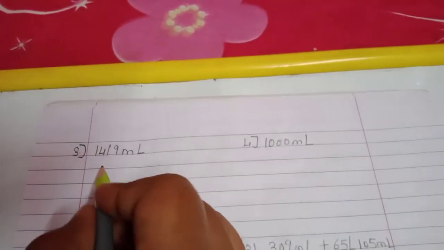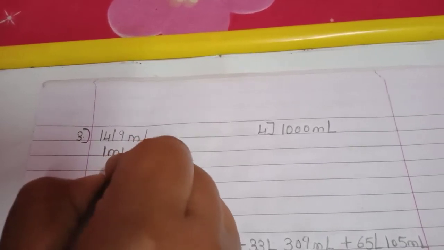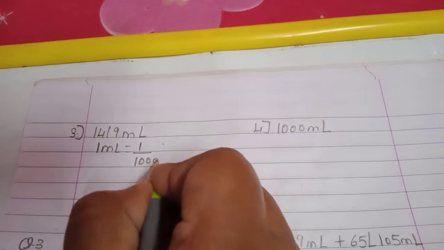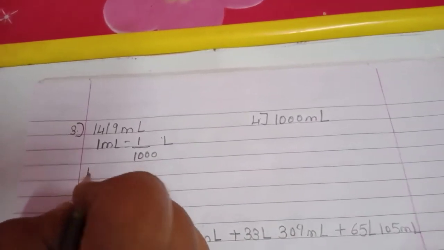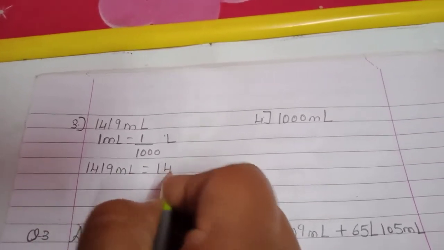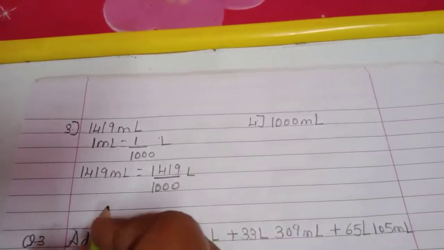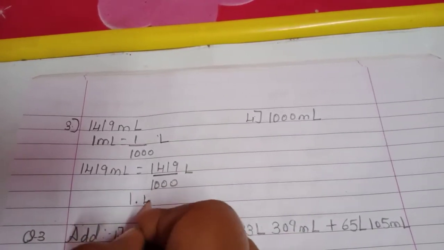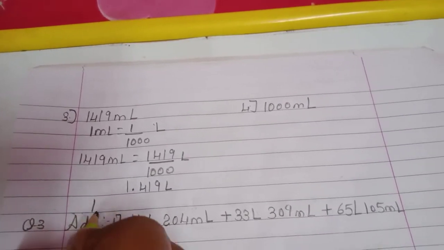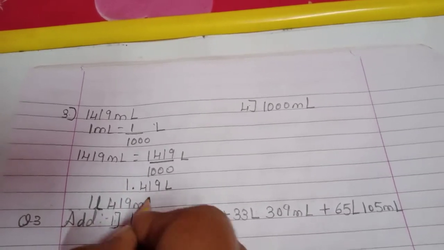Now number 3, 1419 milliliter. 1 milliliter equal to 1 upon 1000 liter. So 1419 milliliter equal to 1419 upon 1000 liter. So we will get 1.419 liter. We have to write this separately. So 1 liter 419 milliliter.